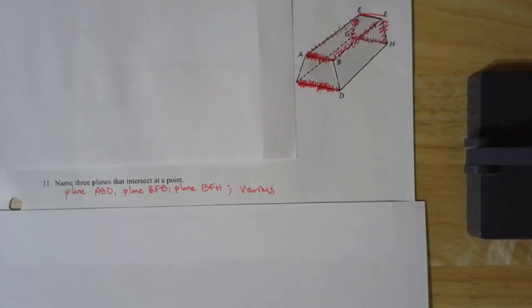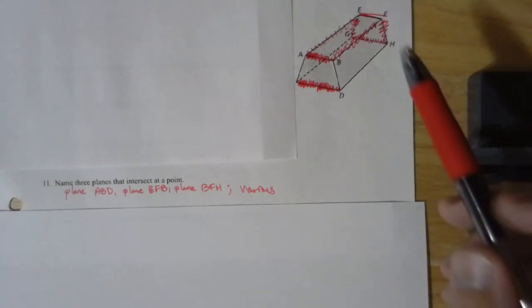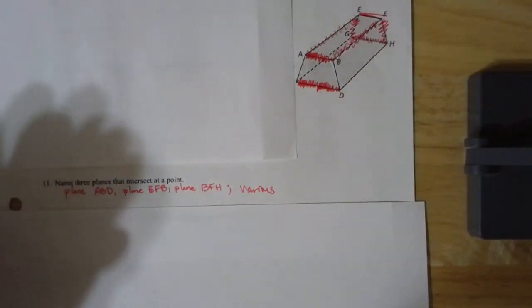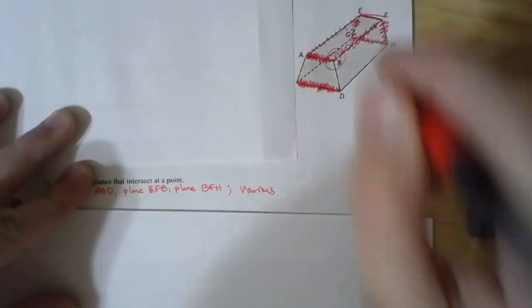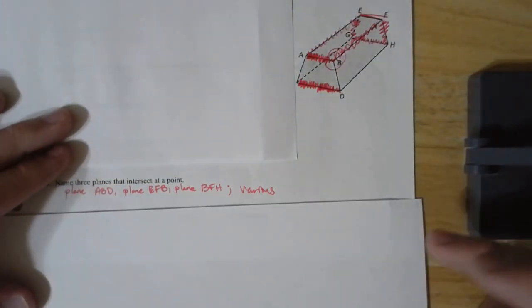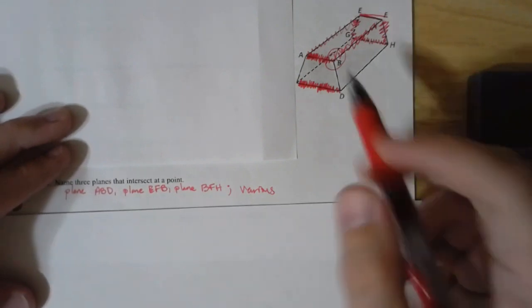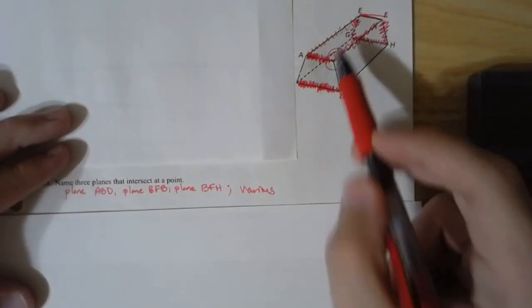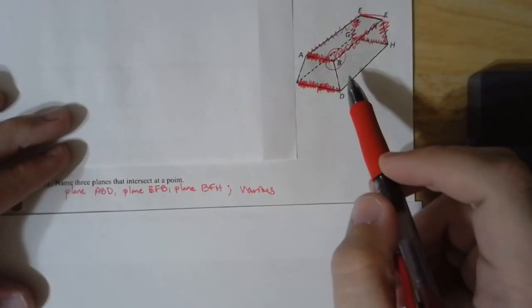All right, number 11 asks us to name 3 planes that intersect at a point. Well, in this trapezoidal prism, there are 8 points. So just pick one. Let's say we wanted to pick point B right here. Let's say we're going to look at that point. Well, if I want to name 3 planes that are intersecting at point B, I just need to look at point B and see which 3 planes it is a member of.